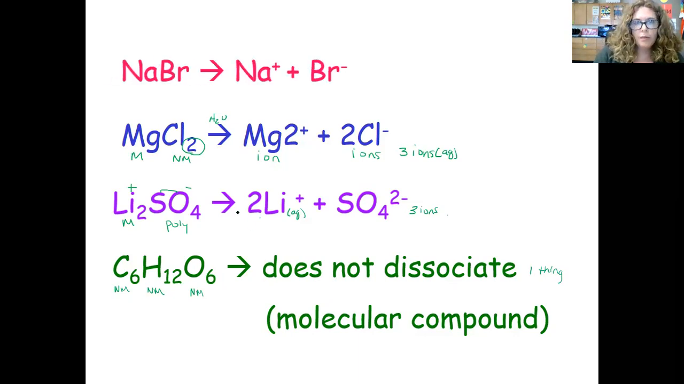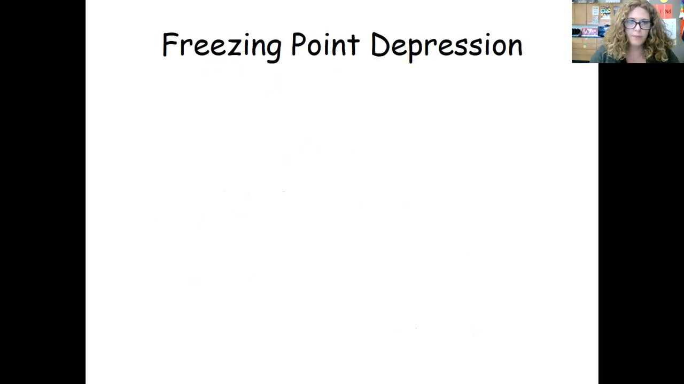So if I have sodium and bromine, again, I have a metal and a nonmetal, so I have an ionic bond. And it splits into sodium and bromine. So now I have 1 sodium and 1 bromine. I have now 2 ions that are present in the solution, aqueous ions.